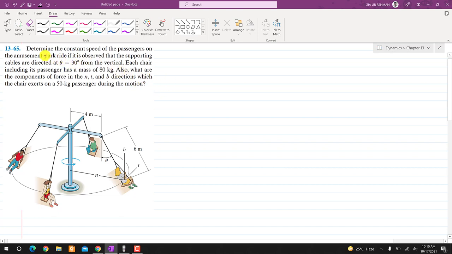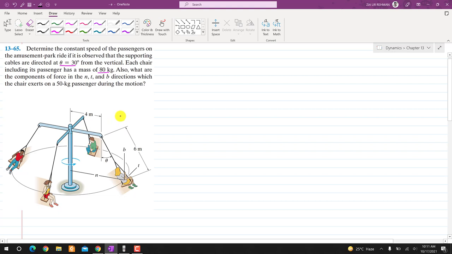Now we are going to solve this particular problem, which says: determine the constant speed of the passengers on the amusement park ride if it is observed that the supporting cables are directed at theta equals 30 degrees. Here this theta is equal to 30 degrees from the vertical. Each chair including its passenger has a mass of 80 kg. Also, what are the components of force in the N, T and B directions which the chair exerts on a 50 kg passenger during the motion?